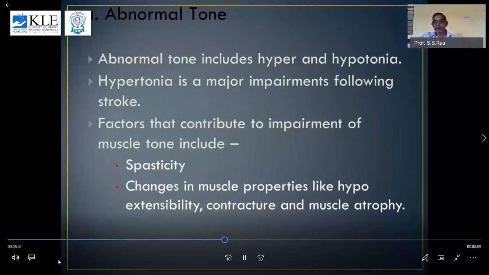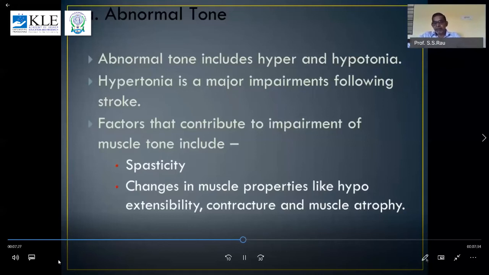Now, abnormal tone. Abnormal tone includes hyper and hypotonia. Hypertonia is a major impairment following stroke. We all know the majority of the stroke patients coming to us have spasticity or hypertonia. And if a stroke patient does not get tone for a prolonged period of three or four months, then naturally we come to a conclusion that his prognosis could be poor, because for normal function we require tone. What we do not require is abnormal tone.